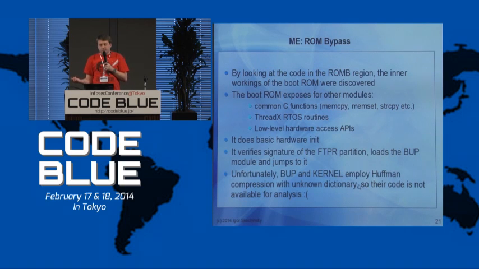However, this image was still useful, because I could look at the missing pieces, at missing functions that I have not seen before, and see what is inside this boot ROM on the actual chips. For example, I found that it has C functions, it implements the ThreadX OS routines and various low-level APIs for accessing hardware. I also saw how it boots: after doing some low-level hardware init, it verifies the signature of the partition, and it loads the bring up module and jumps to it.